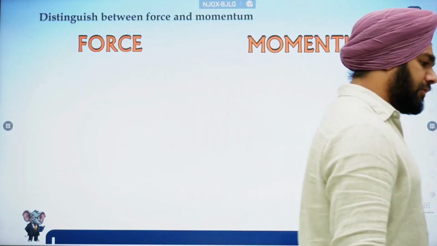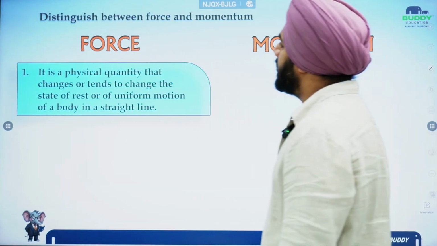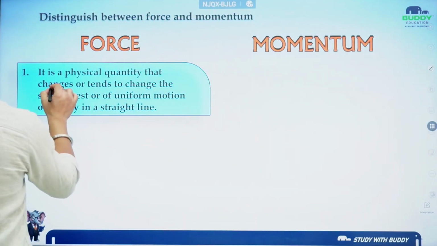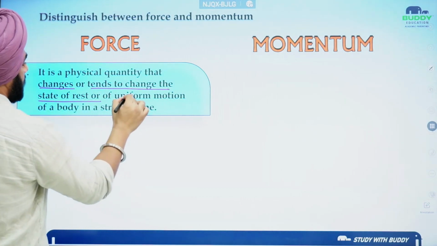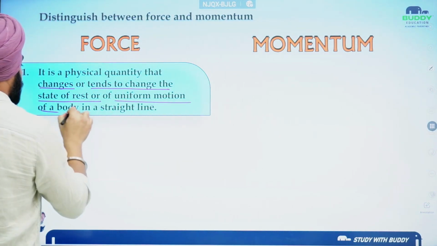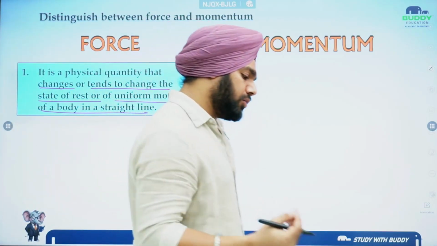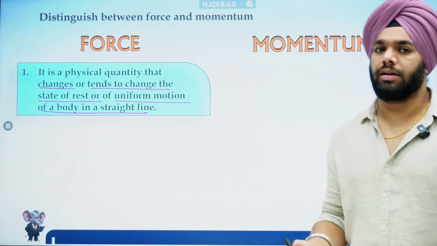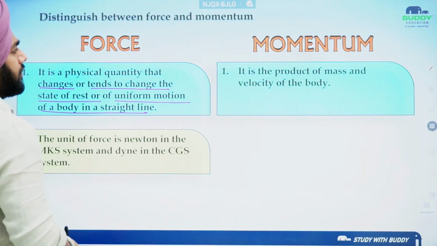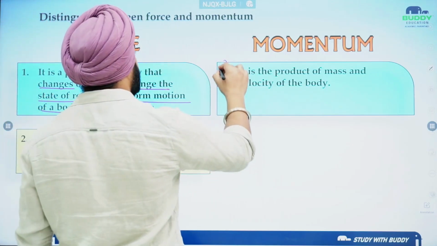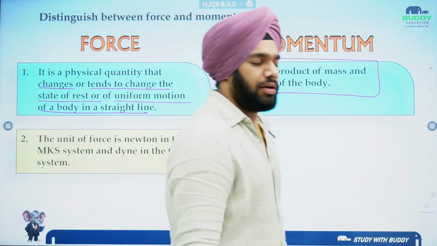Now we have already discussed this, distinguish between force and momentum. Force is a physical quantity that changes or tends to change the state of rest or uniform motion of a body in a straight line. So basically force is a physical quantity which tries to change the state of an object. Momentum is a product of mass and velocity. Simply, there is no other particular definition for momentum.